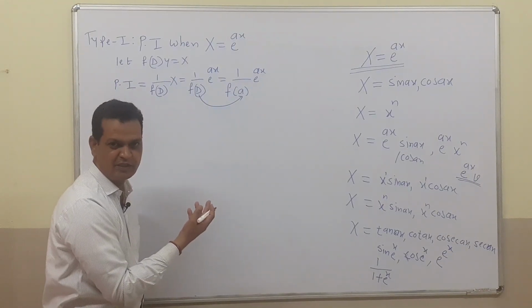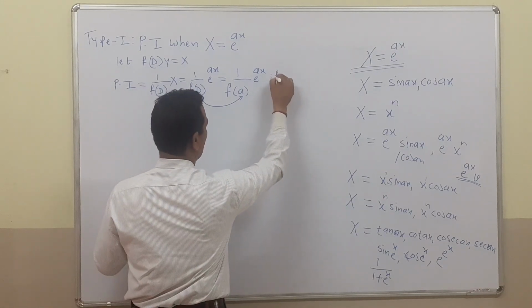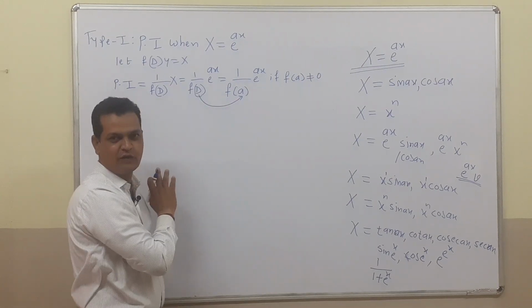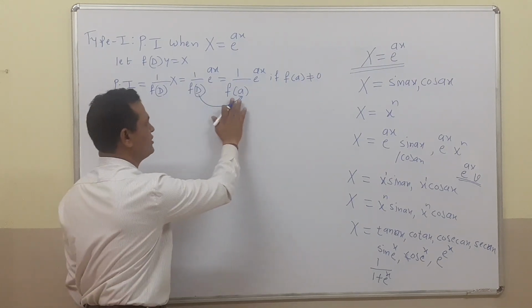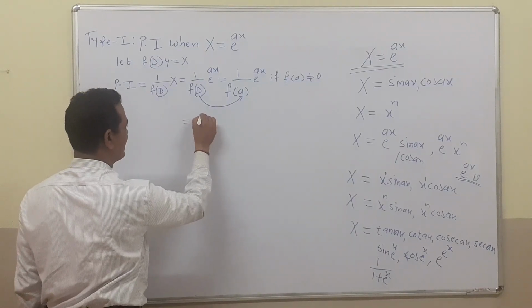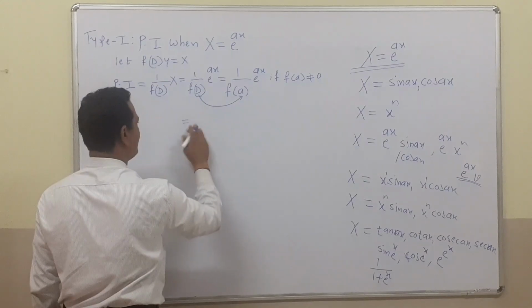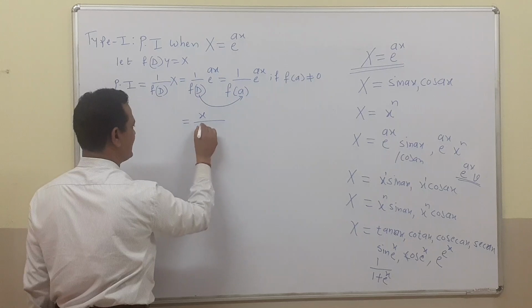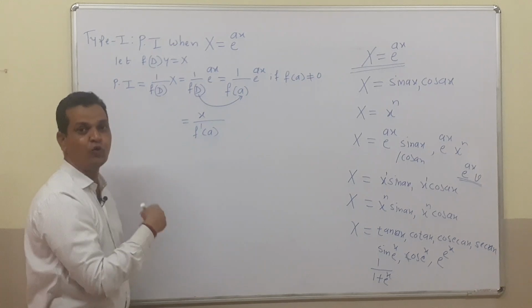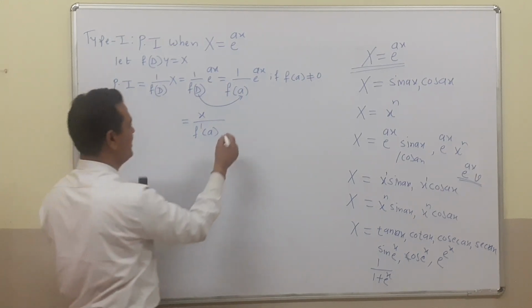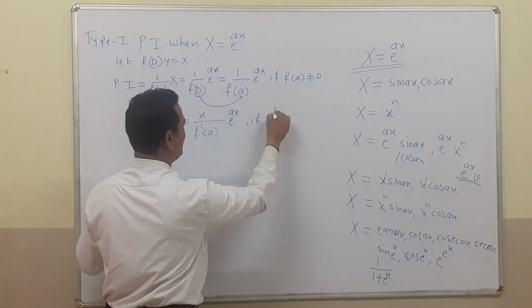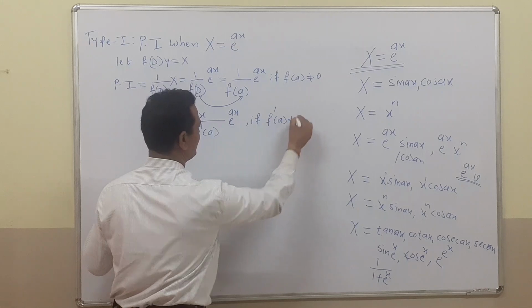So that is the simple meaning of this particular integral, and this is possible only if the value of f of a is not equal to 0. That means this denominator is not equal to 0. What happens when this denominator term is 0? If this denominator term is 0, then we attach x on the numerator and take the derivative of the denominator with respect to D, and after taking the derivative, replace D by a. Then we get such a term, and this is possible only if the value of denominator f dash of a is not equal to 0.